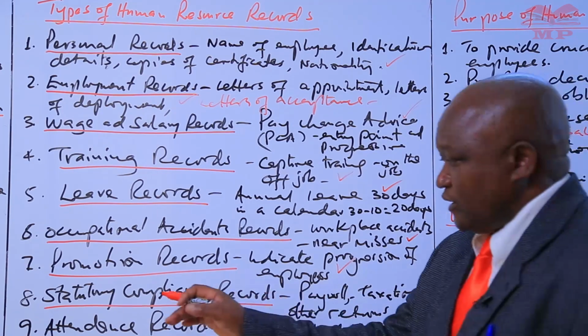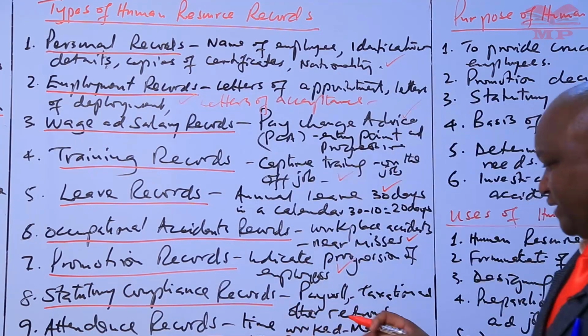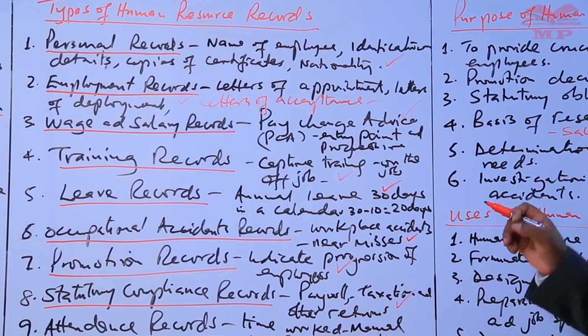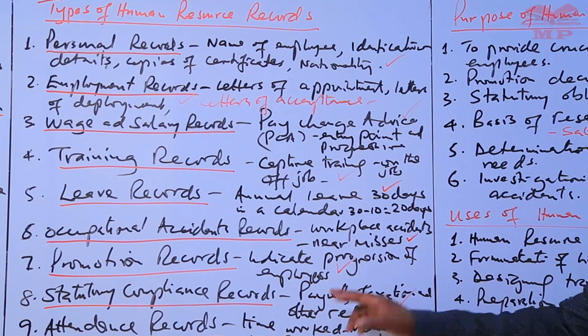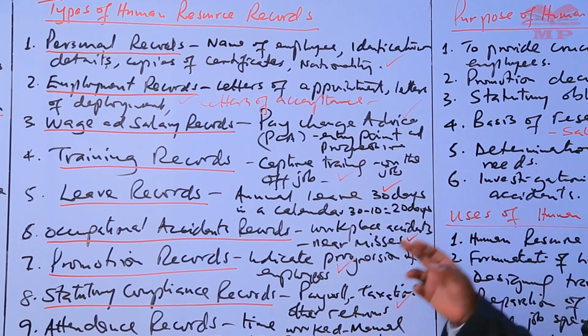Number 8, we have talked about statutory compliance records, which may capture the payroll in a given organization, the taxation, benefit returns, and other returns that an organization makes, so that an organization complies with the law in relation to the records that they are supposed to maintain, like the payroll.